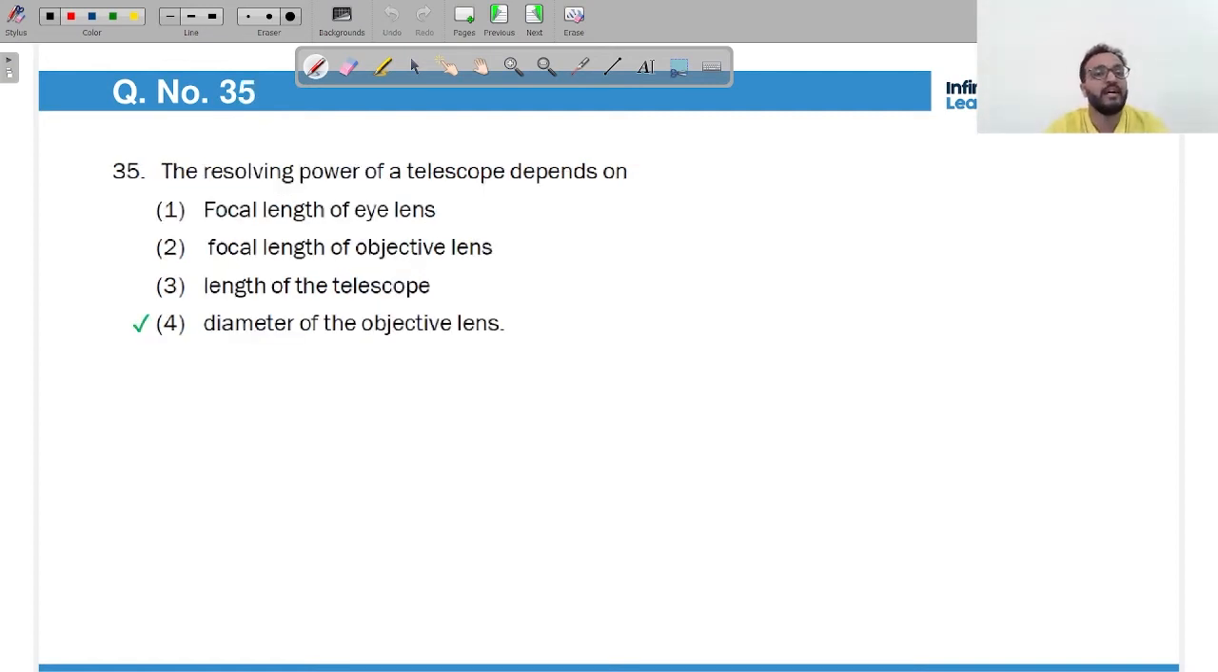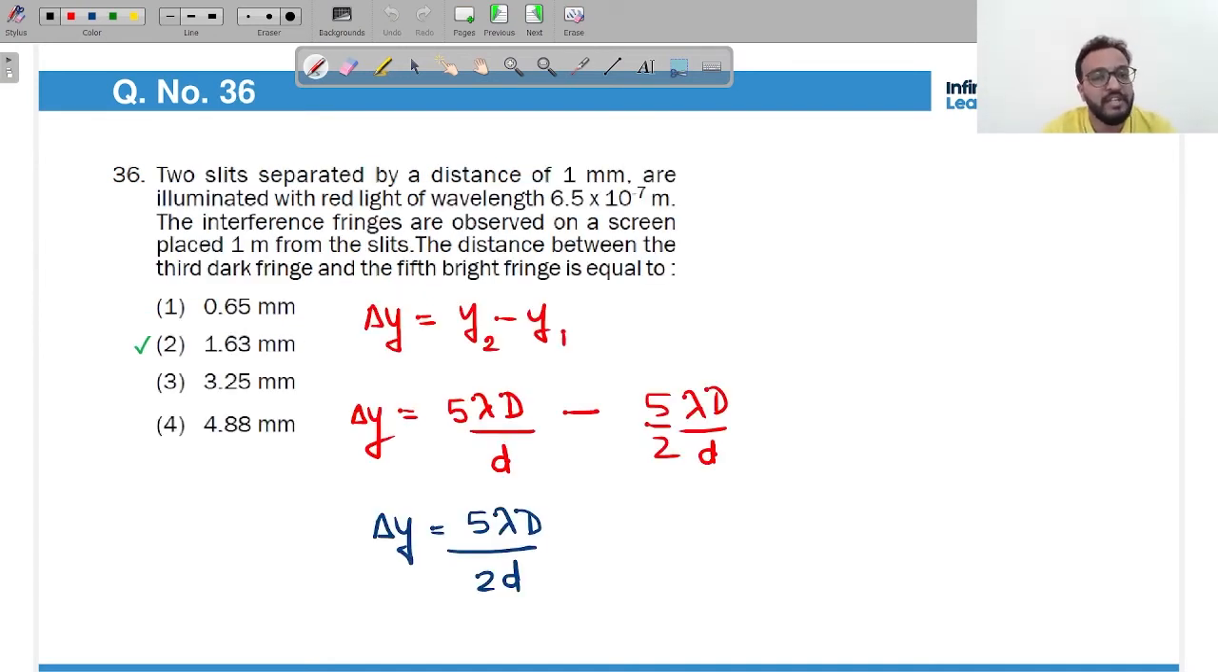35. The resolving power of a telescope depends upon the diameter of the objective lens. This is a very common factor. Two slits separated by a distance of 1 mm are illuminated with red light of wavelength lambda. So what is this given? Small d. What is this given? Lambda. What is this given? Capital D. The distance between the third dark fringe and the fifth bright fringe.